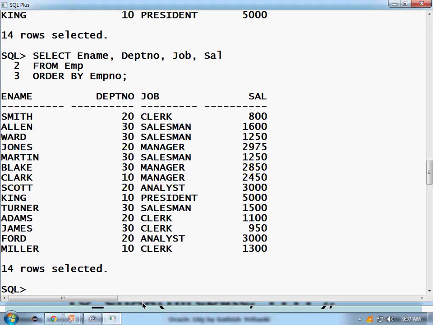When I was discussing the order by clause, I was giving all these clarifications. The order by clause always looks for whether the column is in the table or not. It need not be part of the projection.